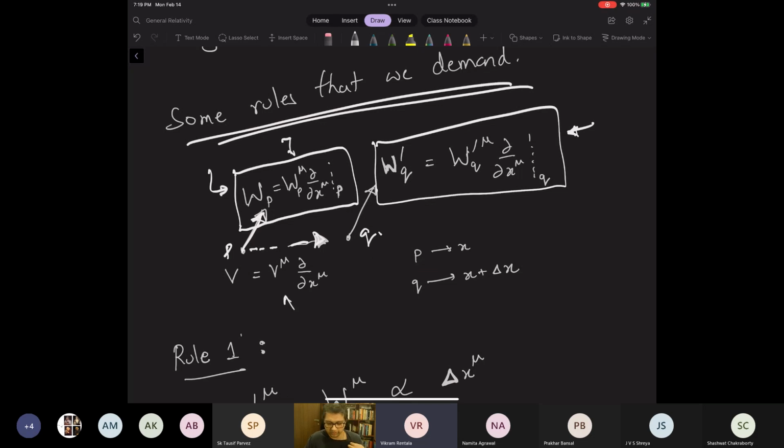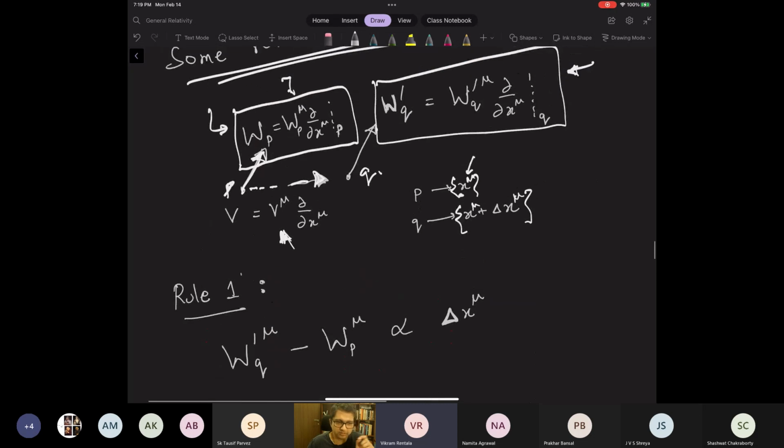So in coordinates, let's say the point P, and we'll assume that this is an infinitesimal displacement. We want P going to Q. So P has coordinates x, and Q has coordinates x plus delta x, where we can write these as x^mu and x^mu plus delta x^mu.